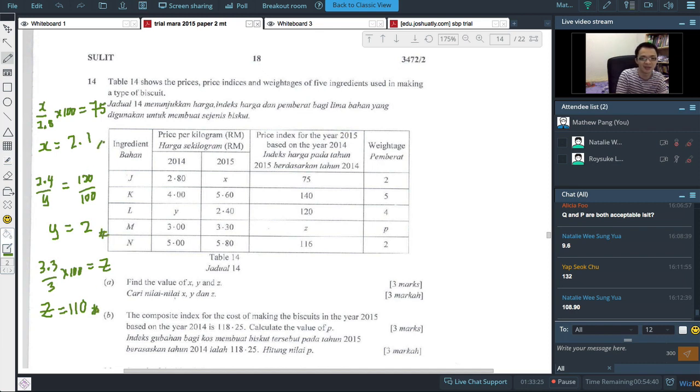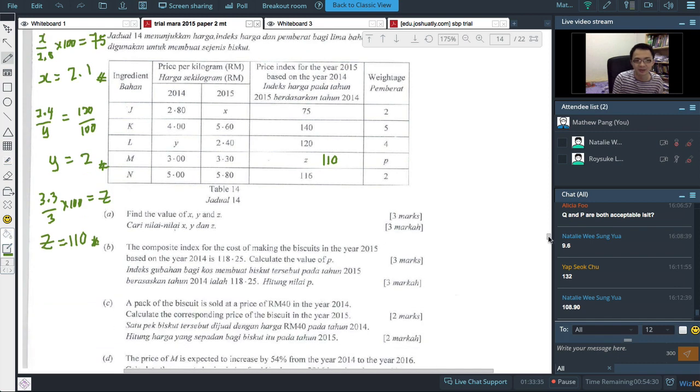So you easily get 3 marks from here. So I will write down this 110. And then x, y, z, I don't think I need it. Okay, then find the composite index. The composite index for making a biscuit in year 2015 based on 2014 is 118.25. So calculate the value of P.